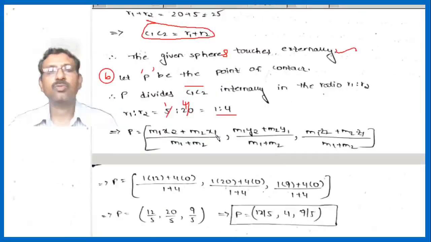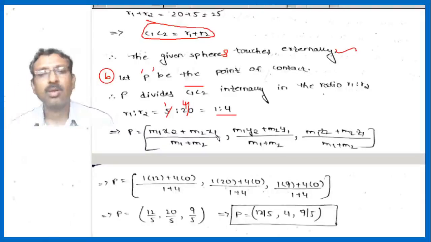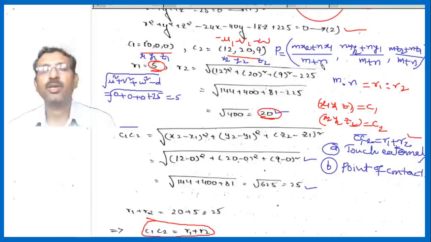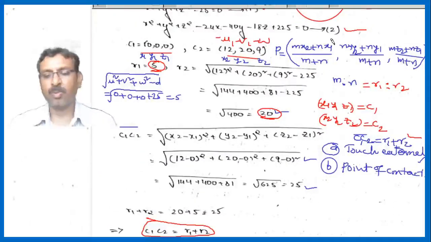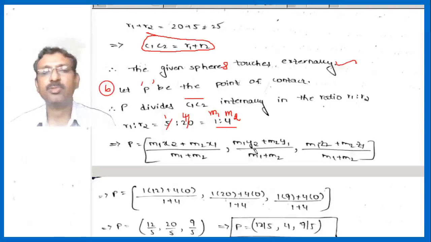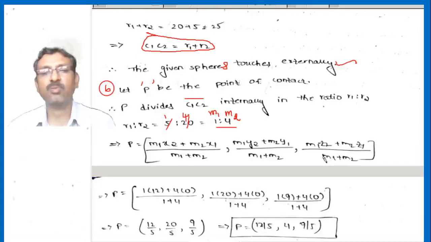So using the formula, here I have written m1, m2 in terms of m and n, no problem at all. The point is (m1x2 plus m2x1) by (m1 plus m2), (m1y2 plus m2y1) by (m1 plus m2), (m1z2 plus m2z1) by (m1 plus m2).